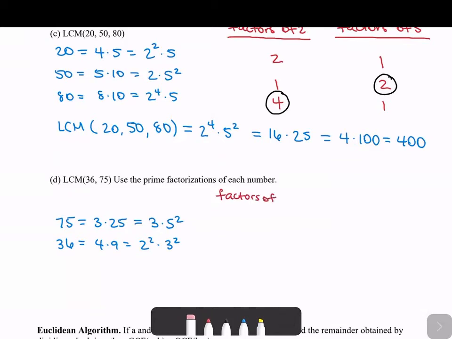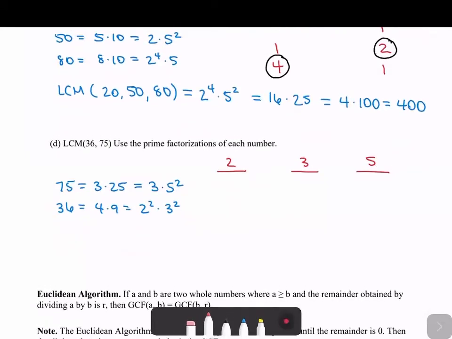And instead of writing out the full factors, I'm just going to write out 2, 3, and 5. Okay, so how many factors of 2 does 75 have? Well, 75 is odd, so it has no factors of 2, whereas 36 has 2 factors of 2. Okay, how many factors of 3 do they have? Well, 75 has 1 factor of 3, 36 has 2 factors of 3. And lastly, how many factors of 5? 75 has 2 factors of 5, and 36 has no factors of 5.